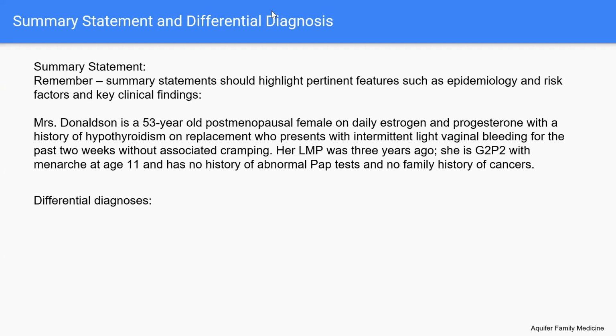Endometrial cancer, yes, should certainly be on the differential. Endometrial cancer in a postmenopausal female who presents with vaginal bleeding should always be on your differential. So great. Anything else? I know her last pap smear was normal, but cervical cancer is always something to consider. So we could put that on the differential too.